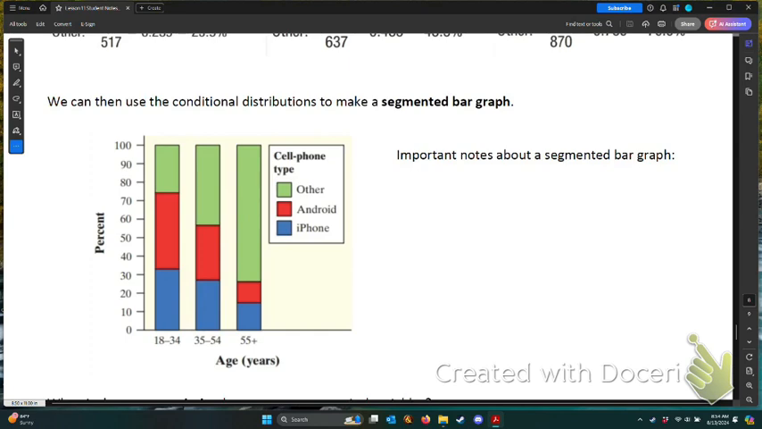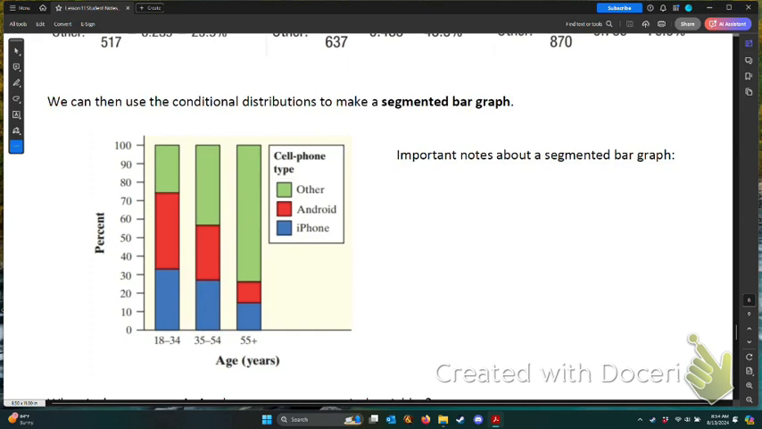All right, tell me a little bit about what you guys notice about this segmented bar graph. What do you notice about these bars, these segmented bars? Very good. It starts at 0%. That's awesome. Do these look the same? Like, do each of these look the same? No, why not? Well, there must be something going on here. There must be a difference, right?